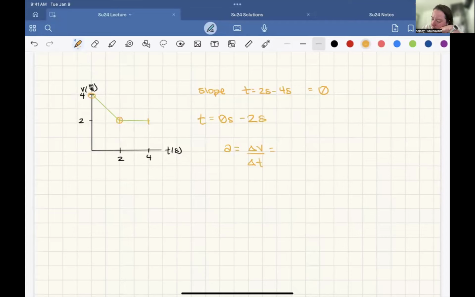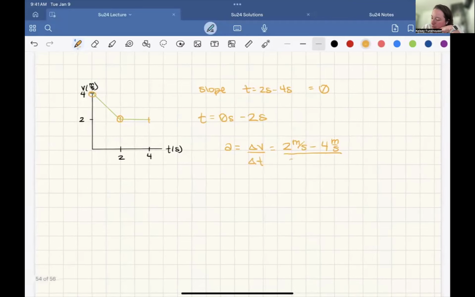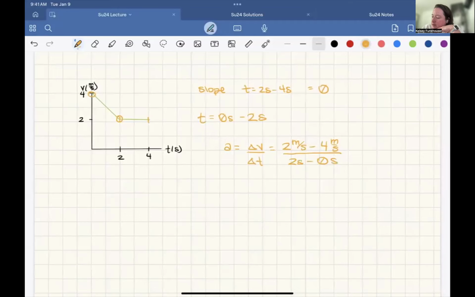So actually, we'll look here. We're at 2 meters per second, and then we subtract 4 meters per second because that's where we started. And then we go 2 seconds minus 0 seconds. So we get -2 meters per second divided by 2 seconds, which gives an acceleration of -1 meter per second squared. So there we go, we have our two slopes. The one from 2 to 4 seconds is 0. The one from 0 to 2 seconds is -1.